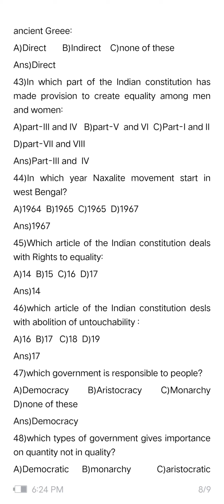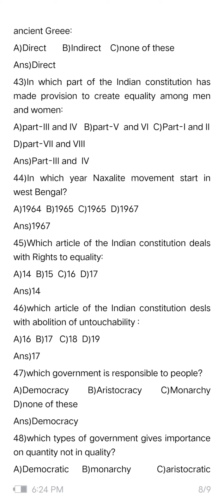Which article of the Indian Constitution deals with right to equality? Option A, Article 14, option B, Article 15, option C, Article 16, and option D, Article 17. Right answer is Article 14. Article 14 of the Indian Constitution deals with right to equality.